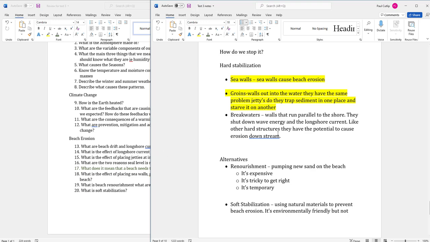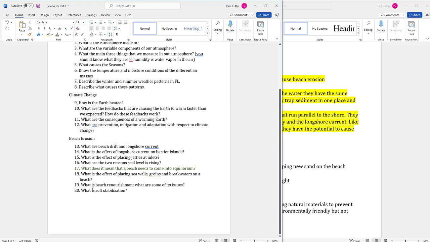Same thing with breakwaters. Breakwaters are walls running parallel to the beach. It shuts down the wave energy, and so it shuts down the longshore current and the beach drift, so you get sand accumulating on the beach. The problem is sometimes downstream, where they don't have sand because you have all the sand upstream, and so you end up sometimes having erosion problems on that downstream side. Okay, so there we go.